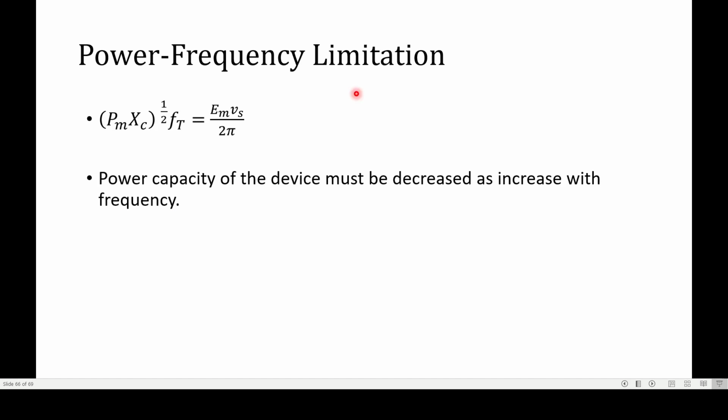Again, this is the power frequency limitation. This is very important. Pm into Xc, the whole raised to 1 by 2, into Ft is equal to Em Vs by 2 pi. We cannot increase the power of the device arbitrarily. If we increase the power of the device, we have to decrease the frequency of operation. So that means the power capacity of the device must decrease as the frequency increases.